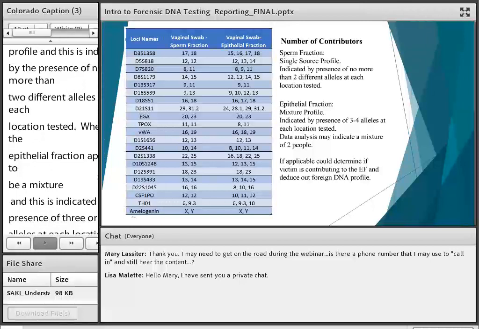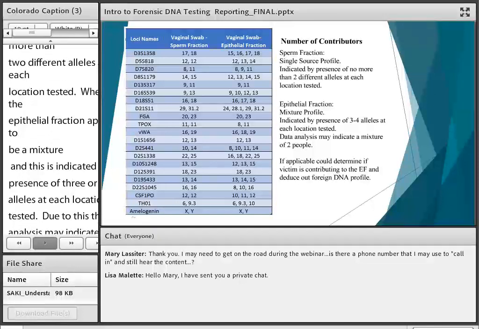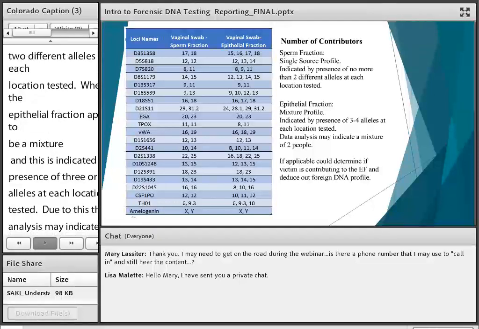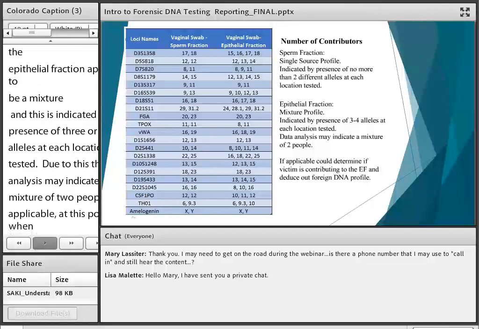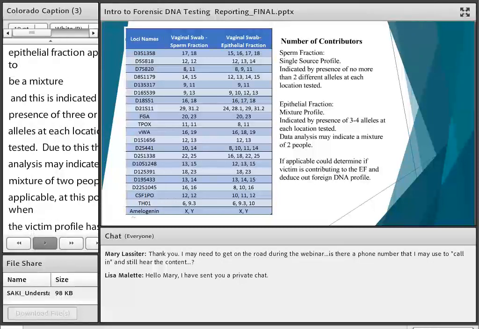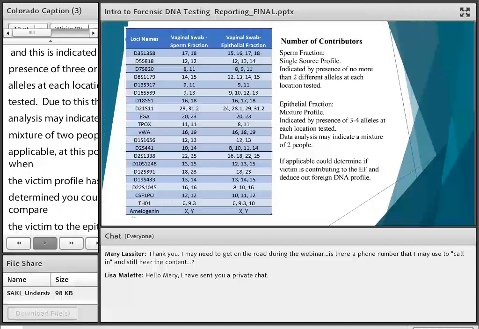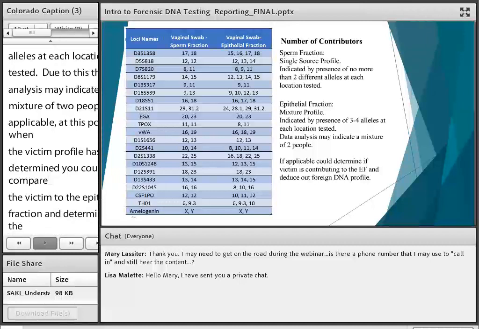If applicable, at this point, when the victim profile has been determined, you could compare the victim to the epithelial fraction and determine if they're present, and then deduce out a foreign component. Sometimes this is useful if there isn't a profile in the sperm fraction or if it's really weak, to help get more data from the sample.